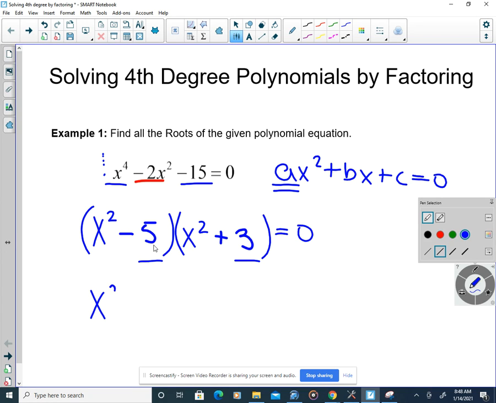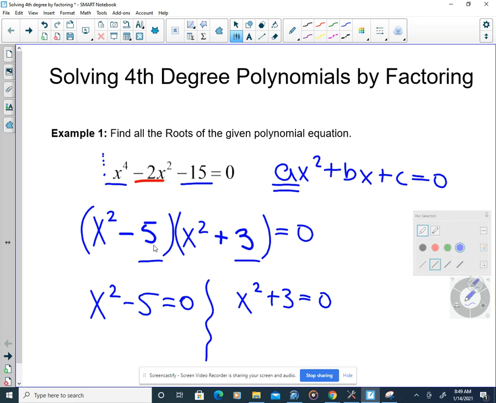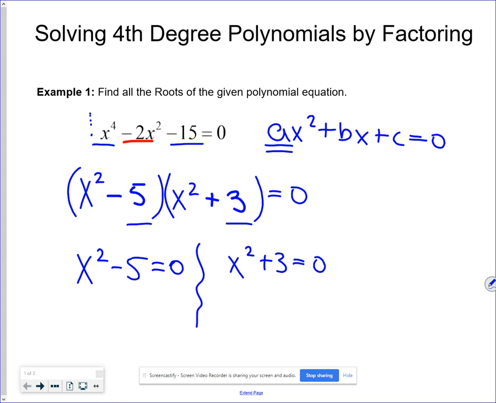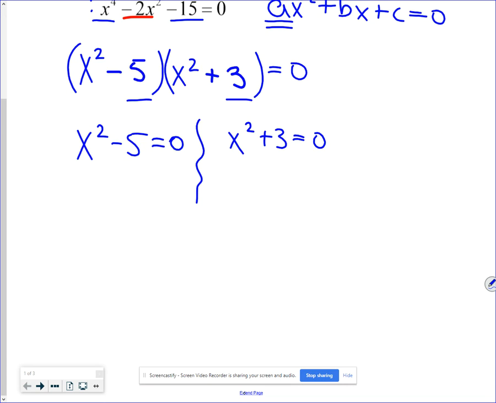So we're going to take x squared minus 5, set that equal to 0. Take x squared plus 3, set that equal to 0. And solve these two equations. Let's see what we got going on here. We got two quadratic equations, and both of these quadratic equations only have the quadratic term. It doesn't have the linear term. So that means we can use the square root method to solve these.